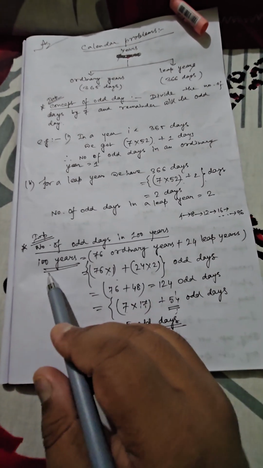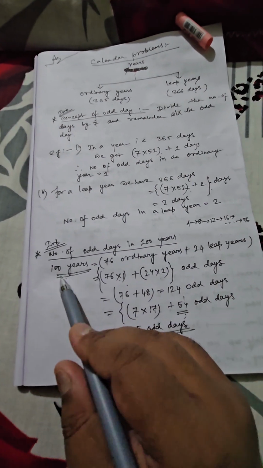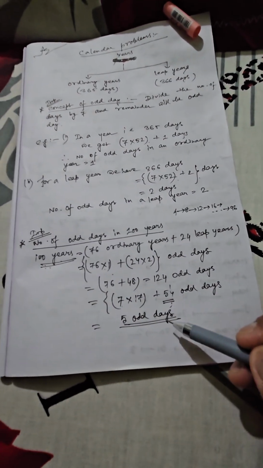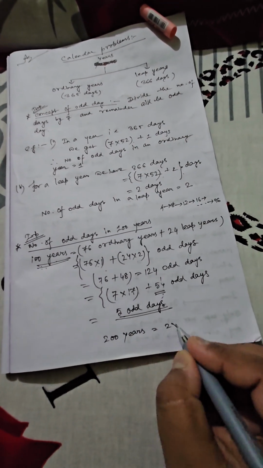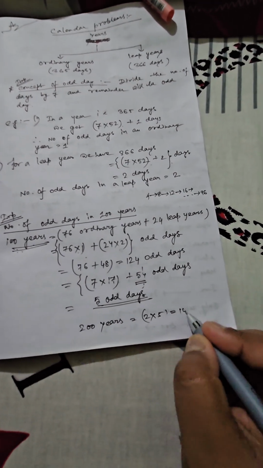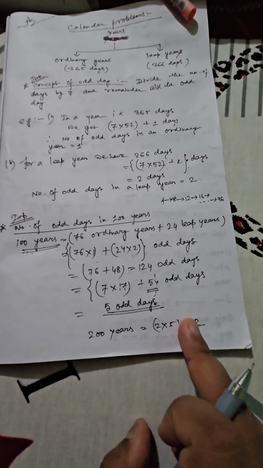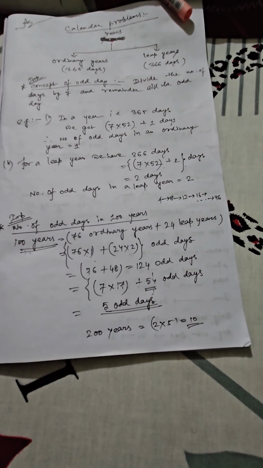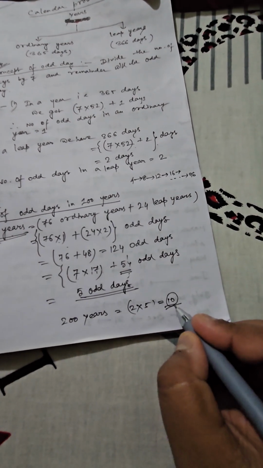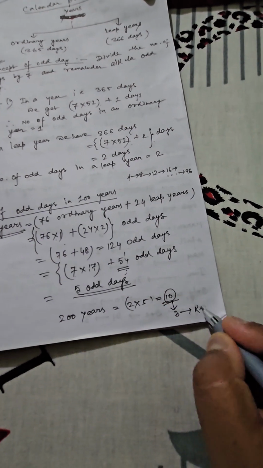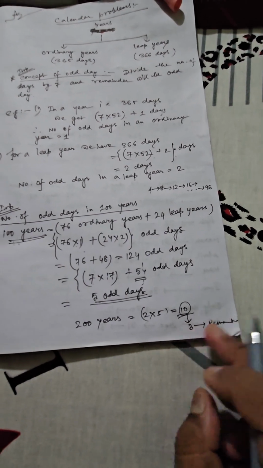Now if I ask you how many odd days are in 200 years, whenever in 100 years you have already obtained 5 odd days, in 200 years it will be doubled. That means 2 into 5, that is 10 odd days, but practically you cannot say it is 10. Whenever you get a number which is larger than 7 or at least equal to 7, simply divide it by 7. If I divide it by 7, then 3 will be the remainder. So in this case the number of odd days will be 3, not 10.